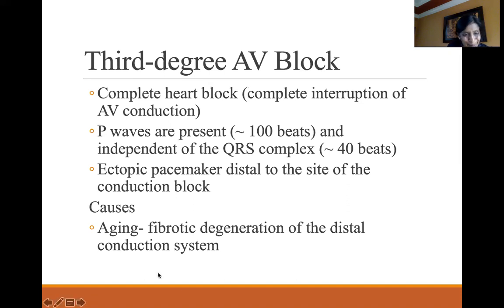All right, what causes this? Well, aging is one, where you have the normal conduction system replaced by fibrotic conduction system that's not functional, okay?